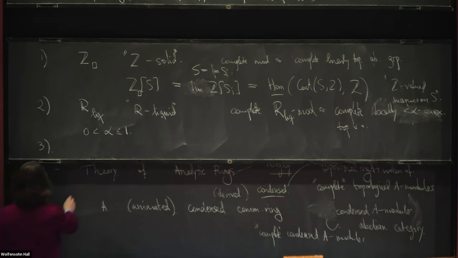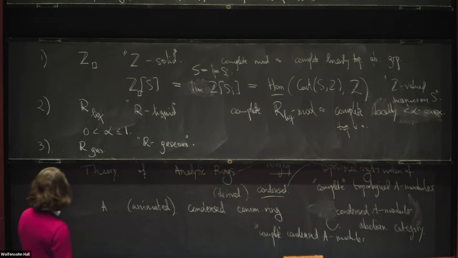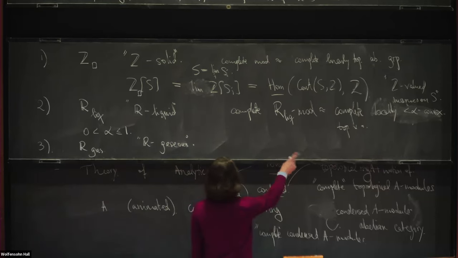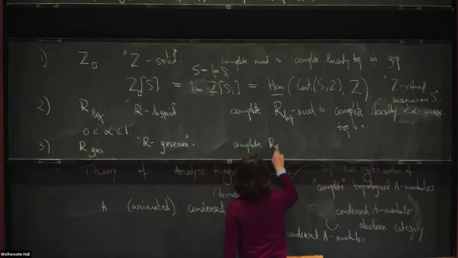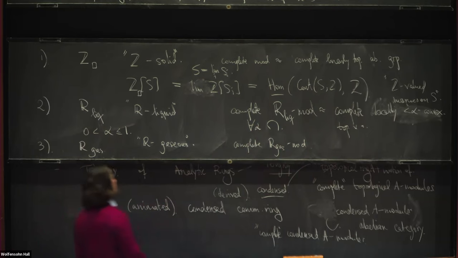Even more recently, we found yet another one called R guess, which is very hard to describe explicitly, but proving that it exists is much easier. It's somehow a much nicer theory. Yeah, but the complete ones are a very large class. In particular, it contains all of these things for all alpha. But even more.